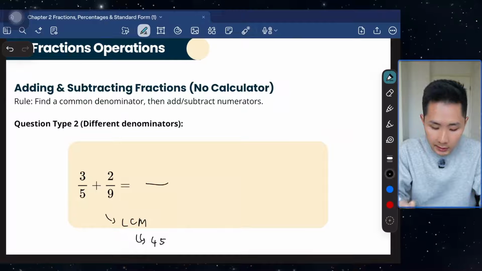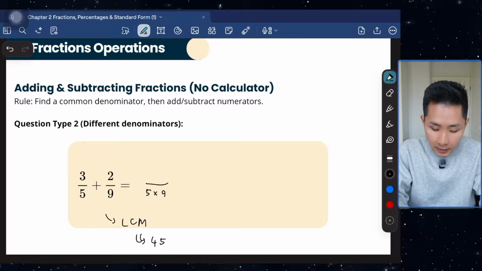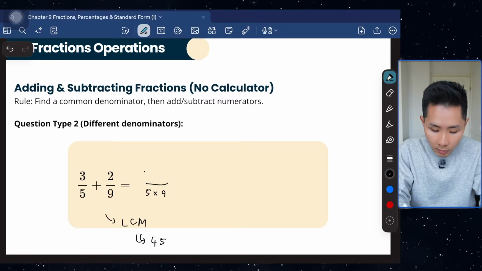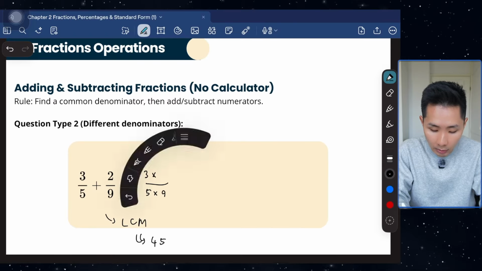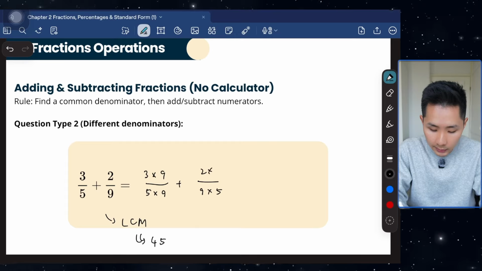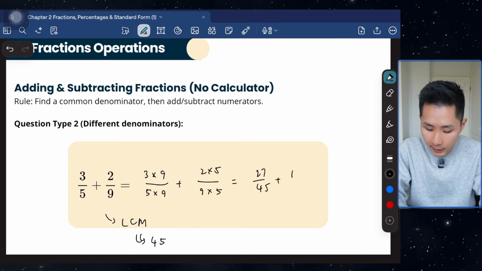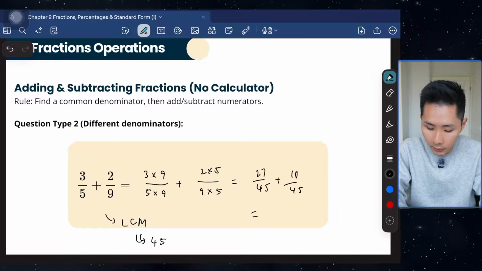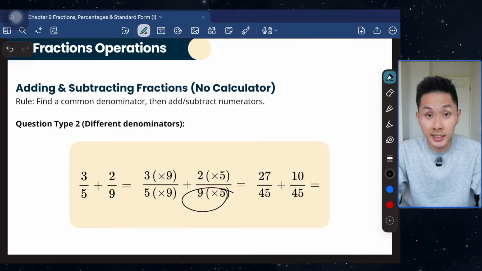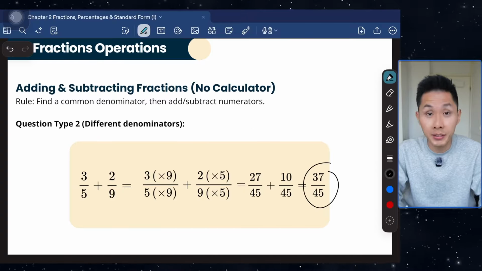So to convert these fractions to have a denominator of 45, I can just multiply each other's denominator. For example, 5 I can multiply by 9, and because the denominator is multiplied, the numerator has to also be multiplied. Do the same to 9 multiplied by 5, 2 times 5. So if you were to do that, you have 27 over 45 plus 10 over 45, which will give you 37 over 45. As I mentioned, just make the denominator the same, and then you can add it up and get your final answer, 37 over 45.